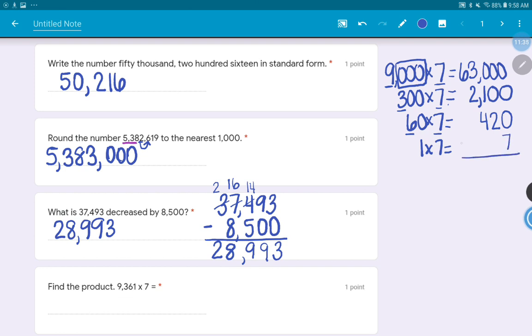Very good. So now I have all those parts, or all those partial products. What do I do now? Now you add them up. Now I add them together. 0 plus 0 plus 0 plus 7 is 7. 0 plus 0 plus 2 is 2. 0 plus 1 plus 4 is 5. 3 plus 2 is 5. And 6 plus nothing is 6. So the product is 65,527.